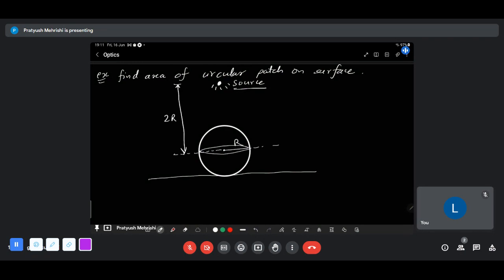Okay, solve it now. What will be the area of patch on the surface? The question is similar to the question we did yesterday.